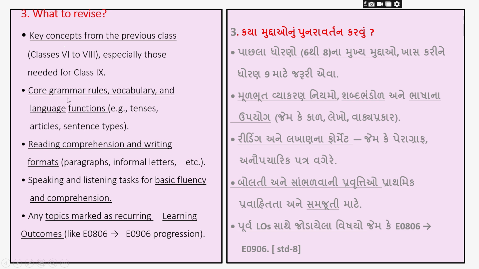Grammar rules means functional grammar, vocabulary, language functions. So grammar rules, vocabulary, language functions, that means tenses, articles, sentence types, all the things are included indirectly in continuous exercise. Reading comprehension and writing formats, say different types of paragraph, formal letters, or message, or email, which they haven't learned in 6th, 7th, 8th. They will learn in 9.